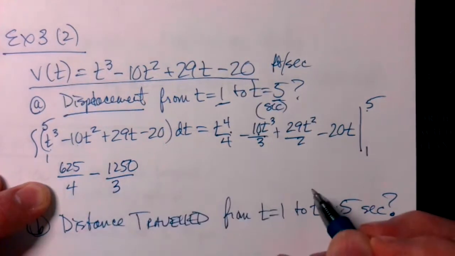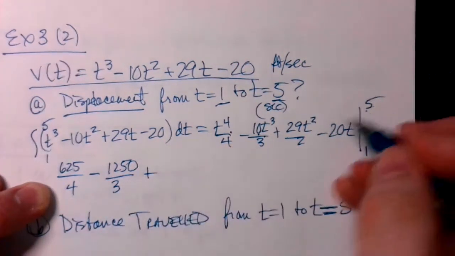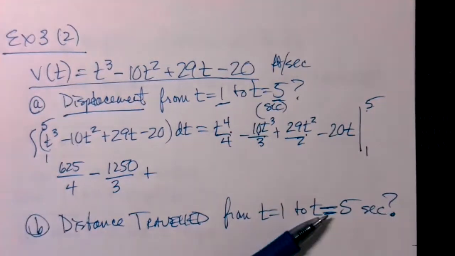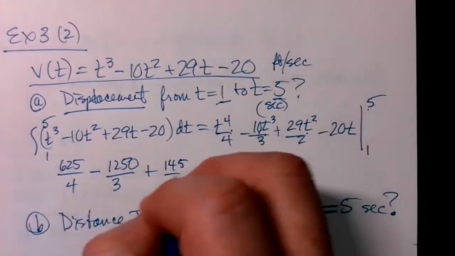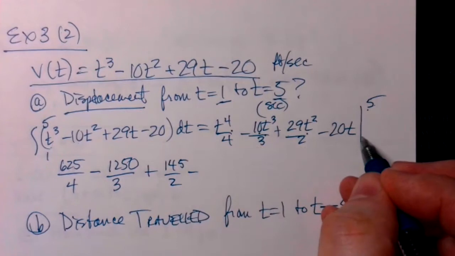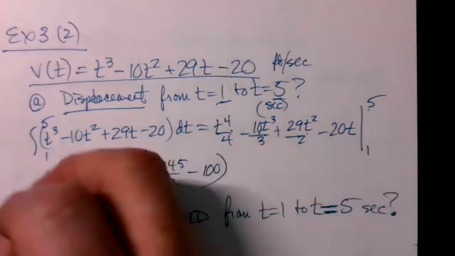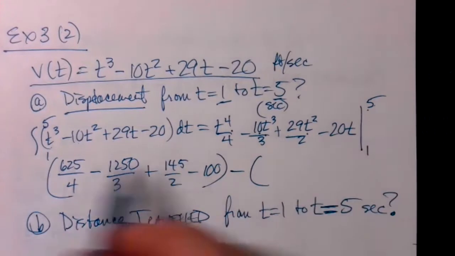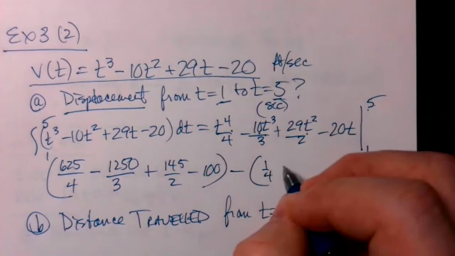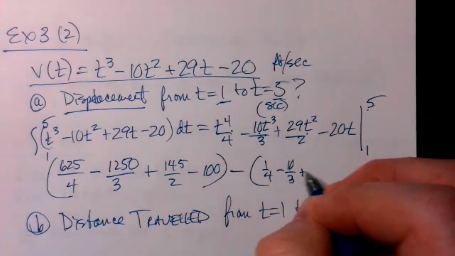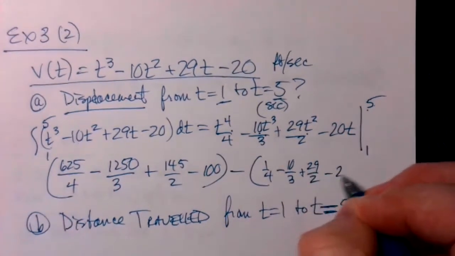So I'm just substituting stuff in. Plus, that's 25 times 29. Okay, now that one I can't do in my head. So 25 times 29, I'm breaking out the calculator, is 145 over 2 minus 20 times 5 is 100. Minus, okay, we're going to do the same thing, only we're going to put in 1. Well, this will go much faster. All right, so this is 1/4 minus 10/3, 29 halves minus 20.